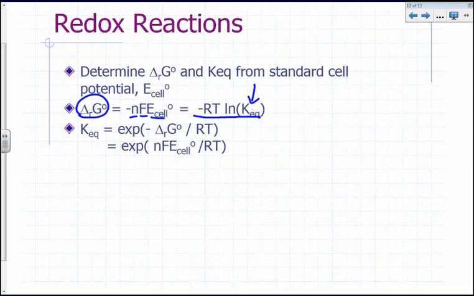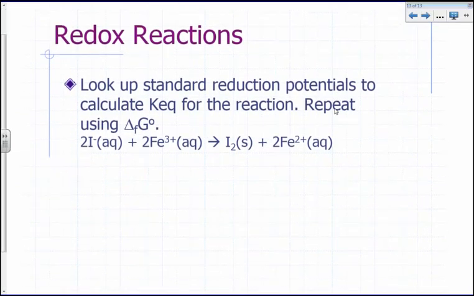KEQ would be e to the negative delta G naught over RT. We've shown this before, and negative delta G naught is just positive nF E standard cell potential, over RT. Let's look at an example. Let's look at the standard reduction potentials and calculate the KEQ for this reaction, and then we'll try to calculate the KEQ using the standard Gibbs energy of formation.